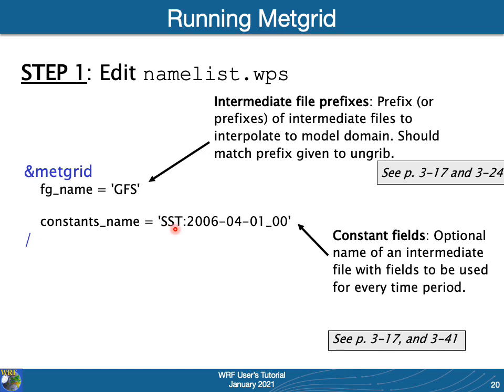If we do have an intermediate file that contains fields that we would like to hold constant for our entire model simulation, we can specify the full name of that intermediate file with the constants name namelist variable.